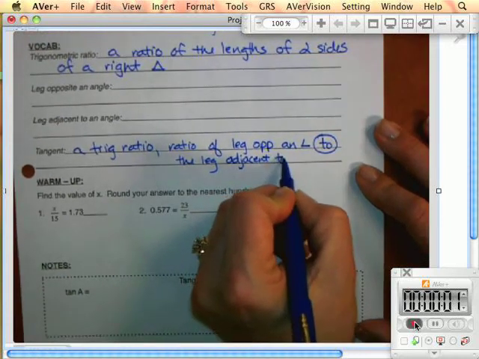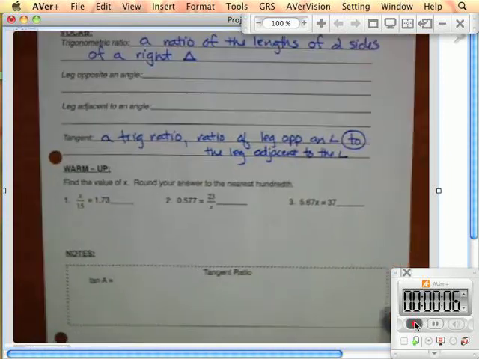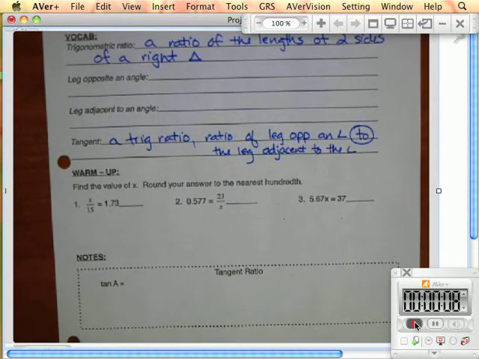Oh my God. Adjacent to the angle. It's a full moon, I'm telling you. There's gonna be no moon. Okay.